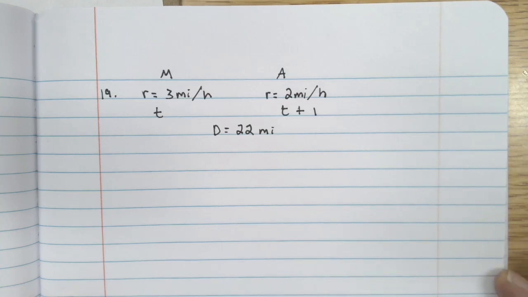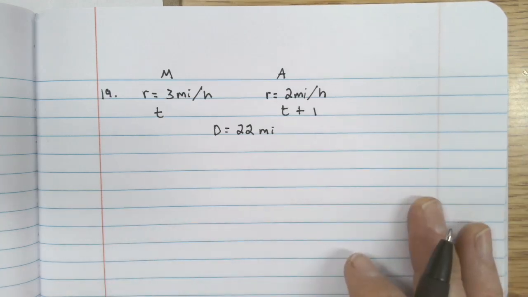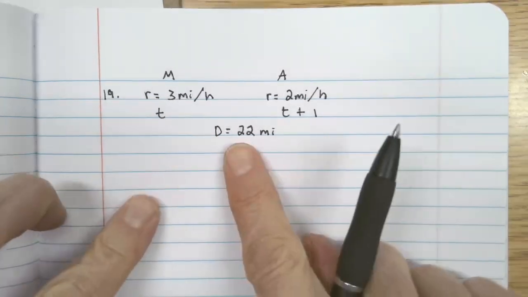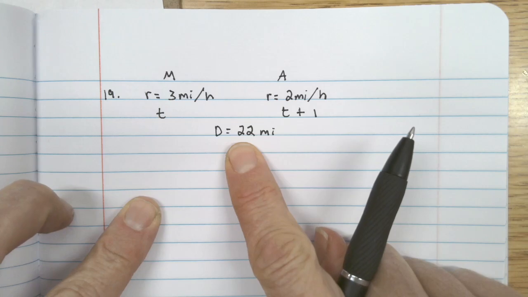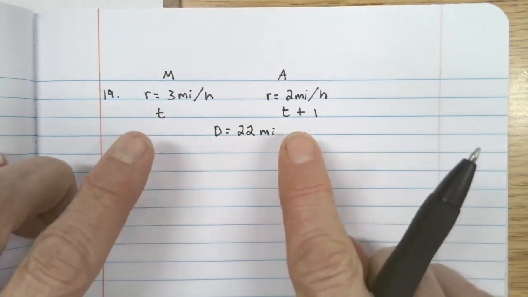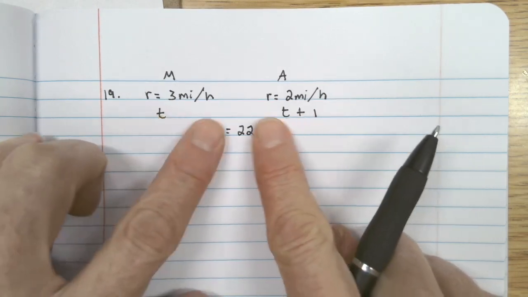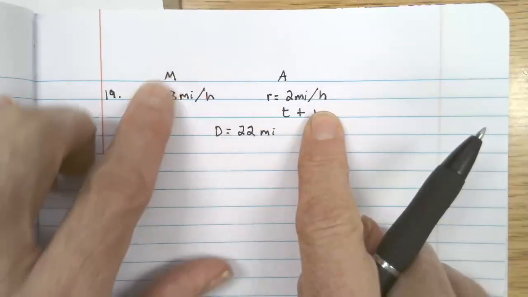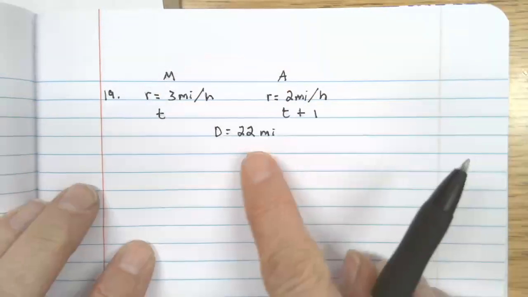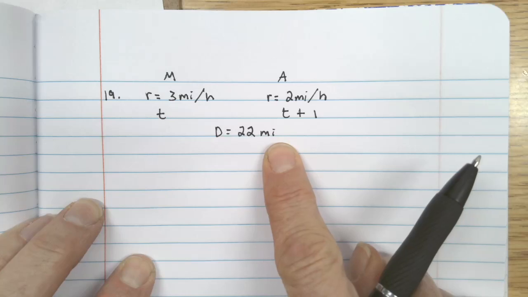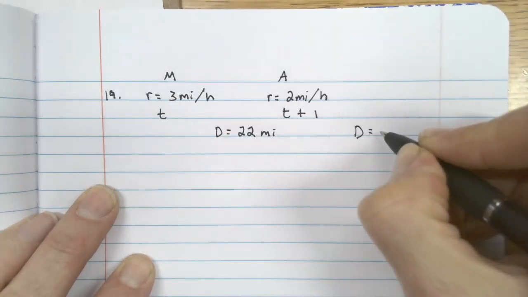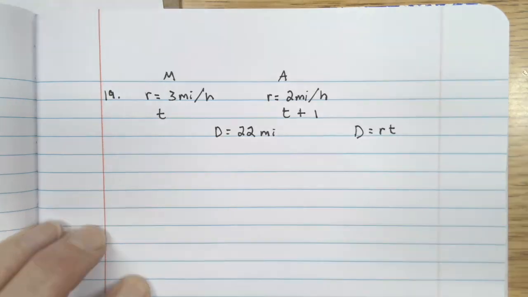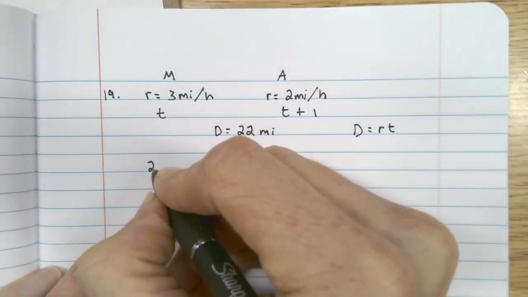Okay, so for the purposes of this problem, what we want to do is we know the total distance is 22 miles. We just want to add these two things together. Add their morning to their afternoon and make that equal to 22 miles. Remember, the famous formula that we're dealing with here is distance equals rate times time. Okay, so total distance, 22 miles.